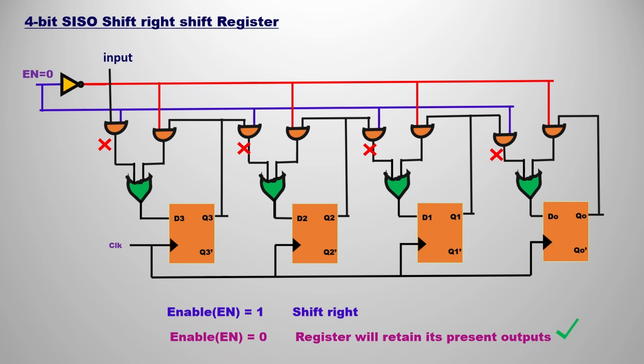If you observe, the Q3 output is fed back to the same flip-flop as D3. And Q2 is fed back to D2, Q1 as D1, Q0 as D0. So we can say we have just feedbacks, so the previous outputs are retained.